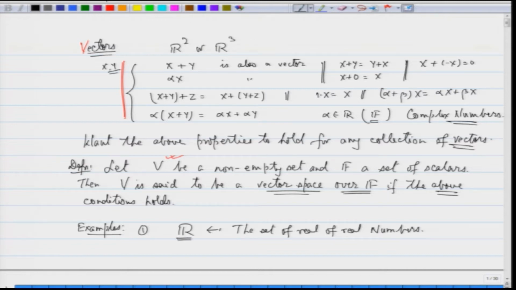Then I can add two elements of R. So, given any x belonging to R, y belonging to R, I can talk of x plus y. I also have x plus 0 is equal to x, x plus y is same as y plus x, fine. We also have x plus minus x as 0, and so on. So, all the above properties are satisfied.